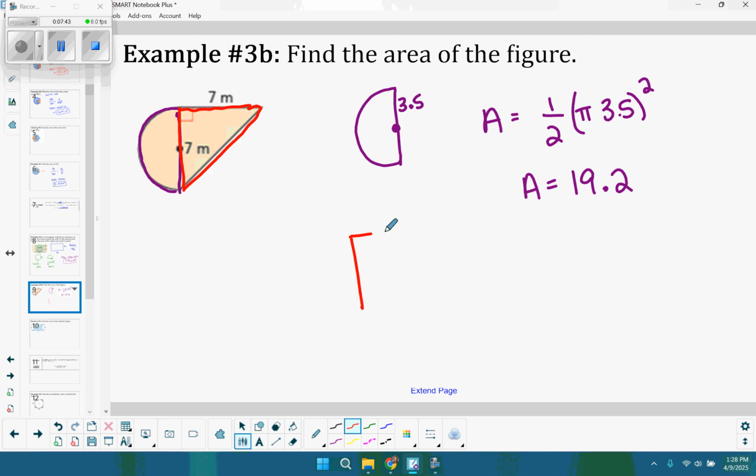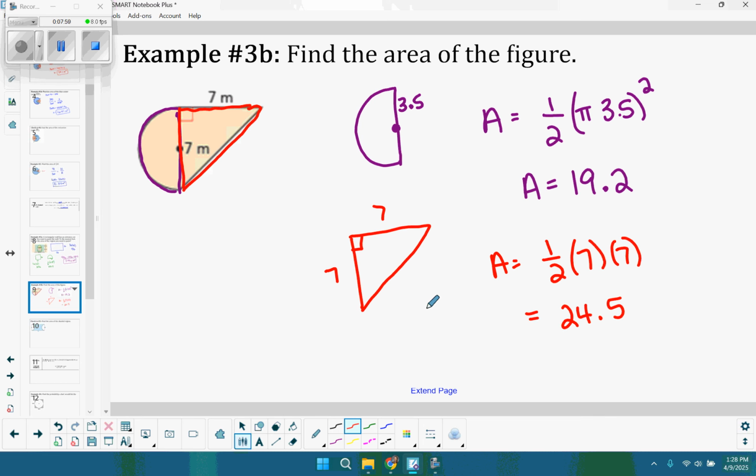For the triangle, we know area is 1/2 base times height. So even though it's drawn upside down, 7 would be the base, 7 would be the height. So for that, we get about 24.5. So now I'm going to add these two together. So we have 19.2 plus 24.5, and I get a total area of 43.7 meters squared.